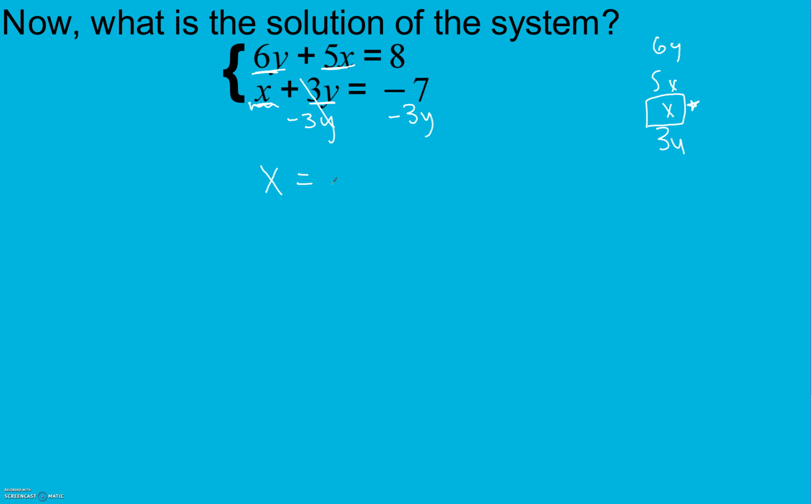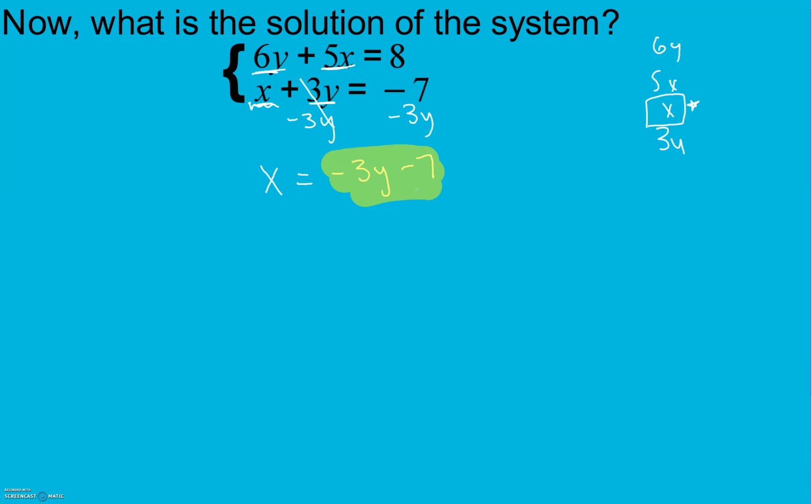And just like on the last example, I cannot put the -7 and the -3y together because they're not like terms. They do not have the same variable part. So minus 3y minus 7. You also could have that in the reverse order if you'd like. Now that I know what x is, I can substitute that in. I know x is this.